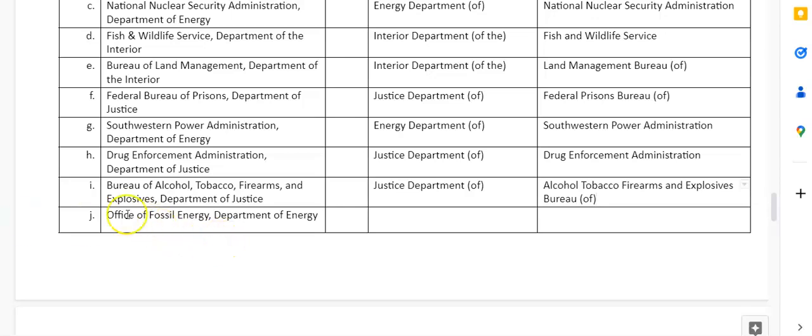Finally, for letter J, we have Office of Fossil Energy, which is part of the Department of Energy. So Energy, Department of. And for the office name, Fossil Energy is the name of the office, so it'll be written as Fossil Energy, Office of.